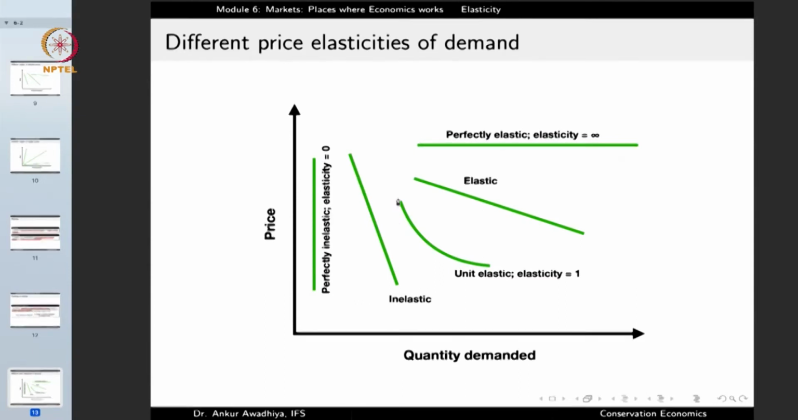We can also have a unit elastic demand curve, in which case the elasticity is equal to 1. So the percentage change in price and the percentage change in the quantity demanded are equal.